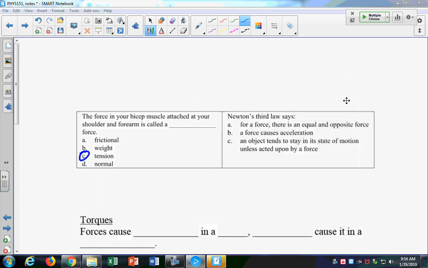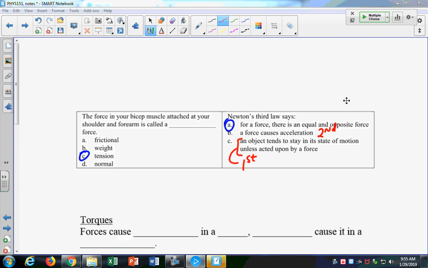The third law: for a force, there's an equal and opposite force. That's our action, the action force. And by the way, this is our second law, the acceleration. And this right here is our first law. On the upcoming tests, we might see those restated in slightly different ways, but they'll still carry the same idea. The first law has to do with inertia and staying in the current state of motion. The second law has to do with the law of acceleration, that's the whole F equals ma bit. And then the third law is all about action-reaction.